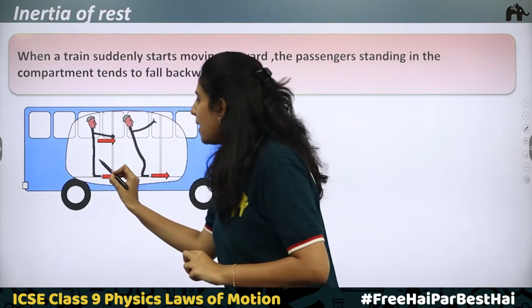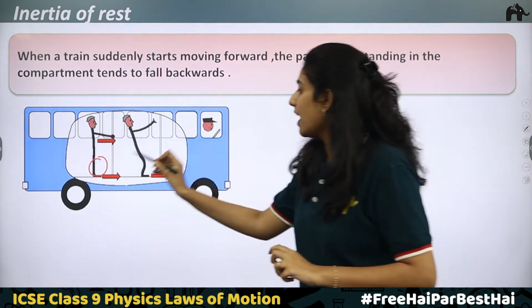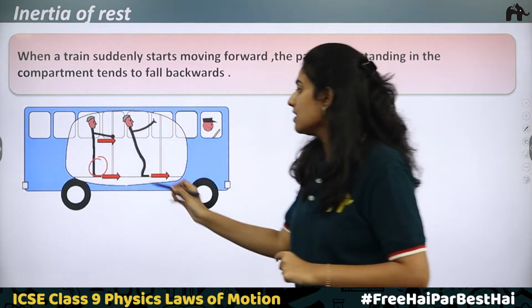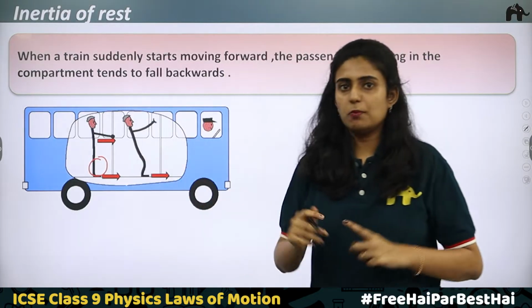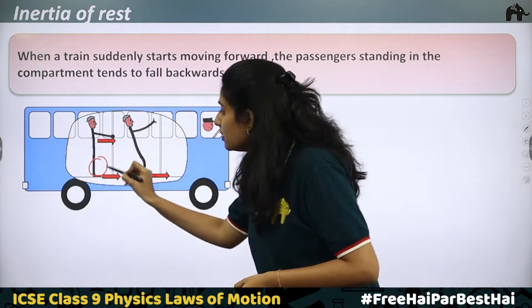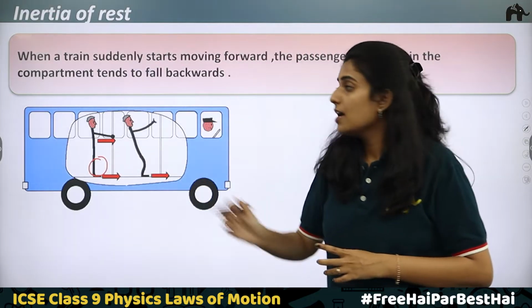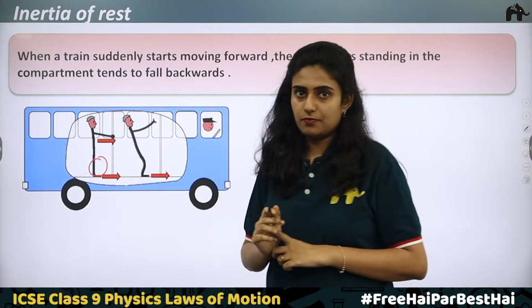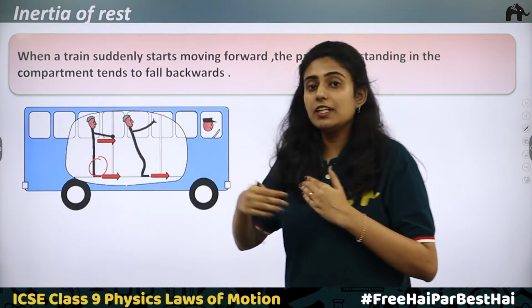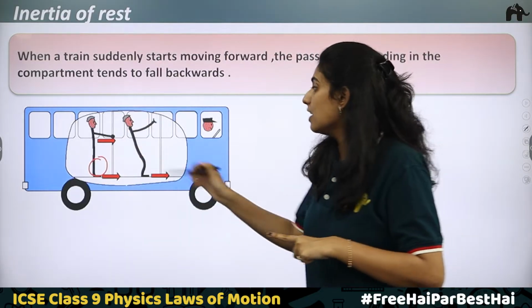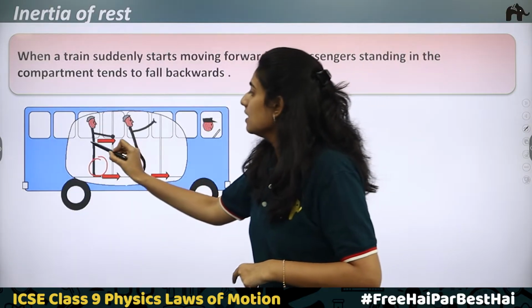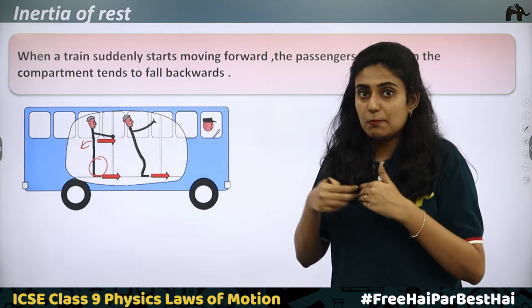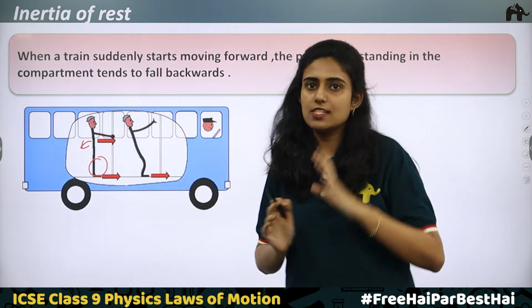Here you can see that the passenger's legs are in direct contact with the bus or train. When the driver starts the bus, what happens? The legs will start moving forward. What about the body? The lower part of the body will start moving forward, but the upper part of the body will have a tendency to remain in its state of rest. So the upper part of the body will take time to move forward. Before that, the lower part is moving. Due to this reason, the person will fall down. He will have a tendency to stand backward, but the legs will move forward. Okay, so this is the first example.